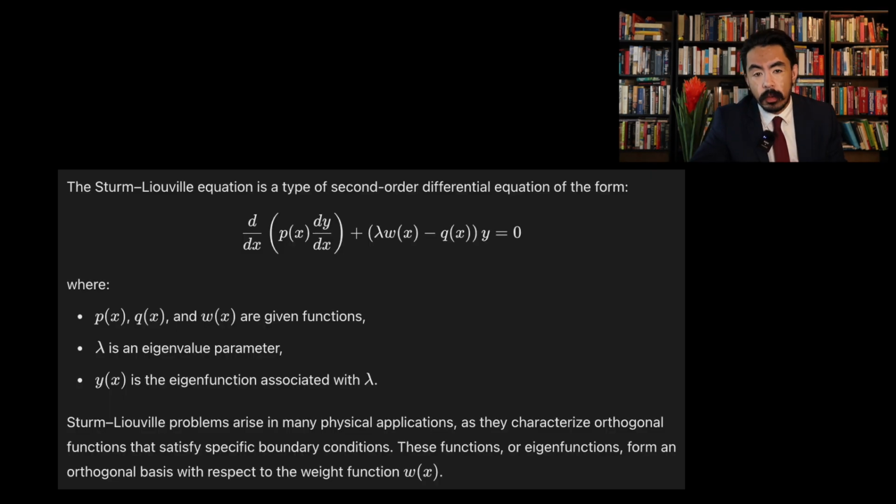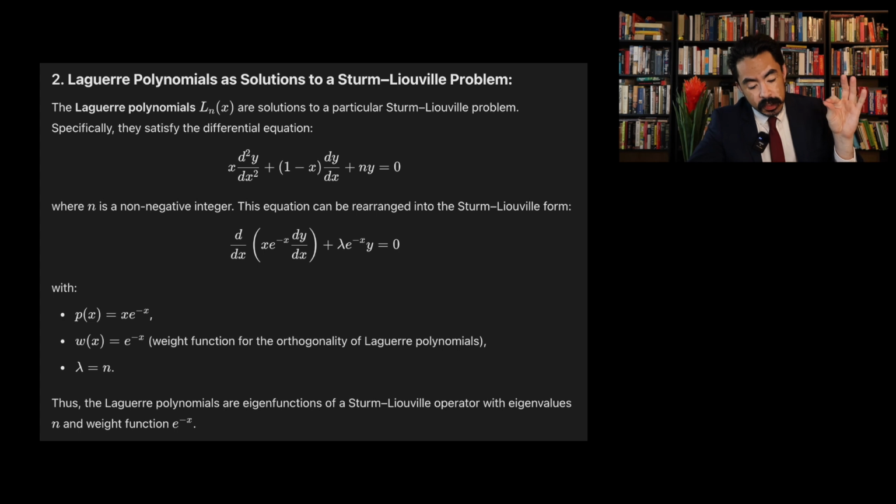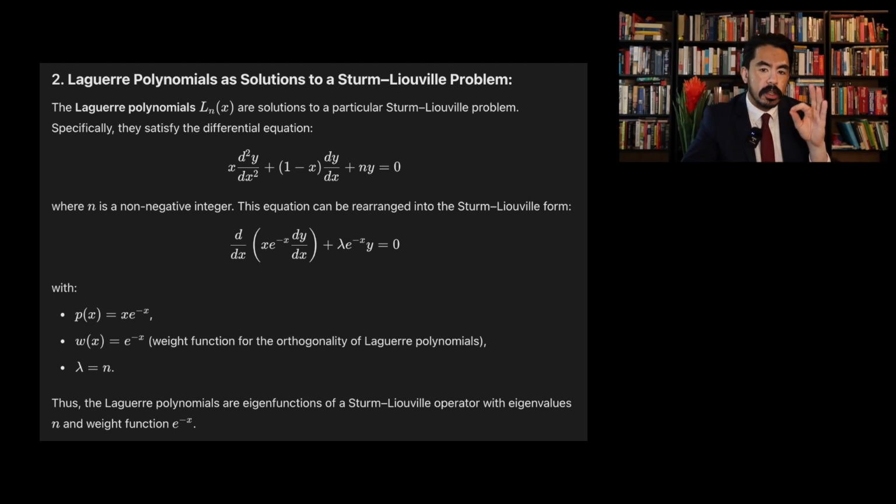So step one, we had a brief tour of Sturm-Liouville theory, because you start off with the Sturm-Liouville equation, the second order differential equation of that particular form, given those functions p, q, the weight function w, and we have our eigenvalue parameters and eigenfunctions associated with those, and so on and so forth. Then step two, the Laguerre polynomials, capital L_n of x, are solutions to a particular Sturm-Liouville problem.